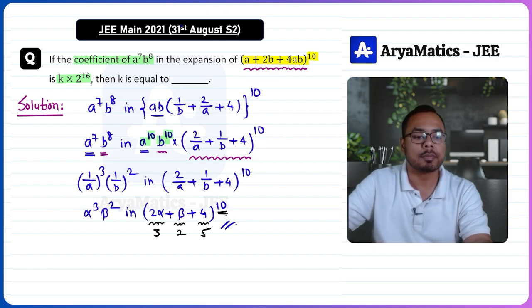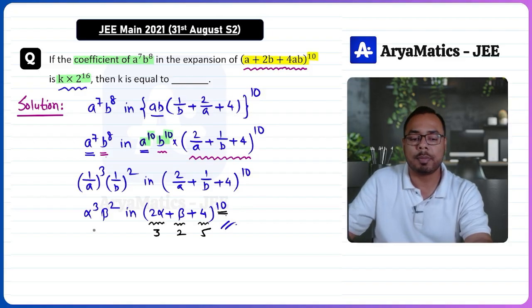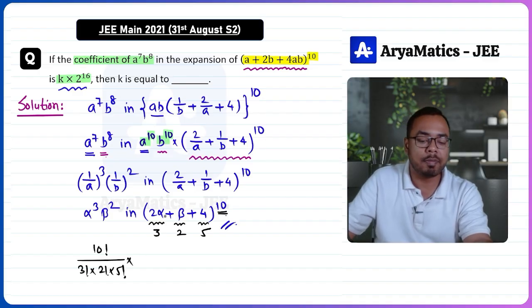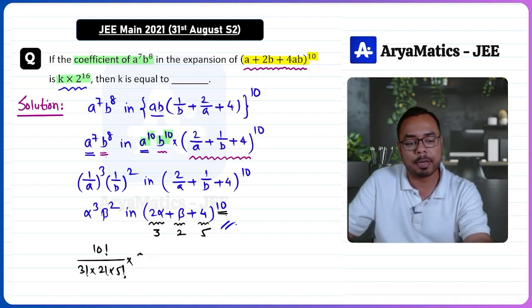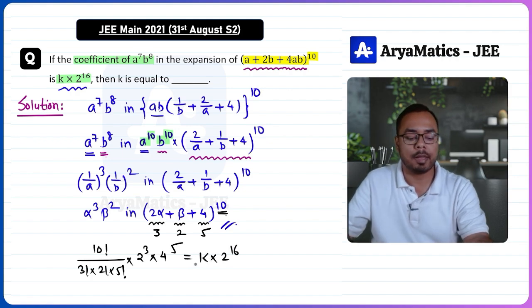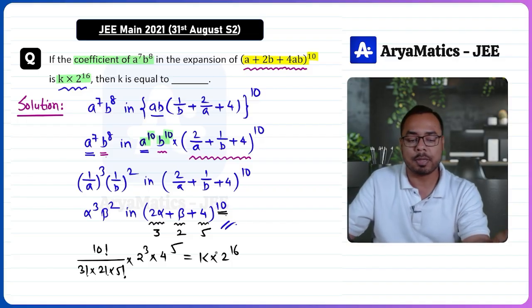Now it is given that the coefficient of this term is k into 2^16. From here, the coefficient of that particular term will be 10 factorial divided by 3 factorial, 2 factorial, 5 factorial. Then for 2 alpha raised to 3, the coefficient part will be 2 cube. Similarly for beta square, the coefficient will be 1 square, which is 1, and then 4 raised to 5. And this is given as k into 2^16. Now all we have to do is simplify this and from there find the value of k.